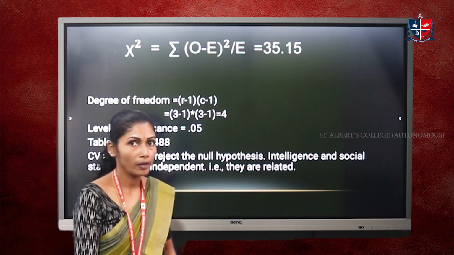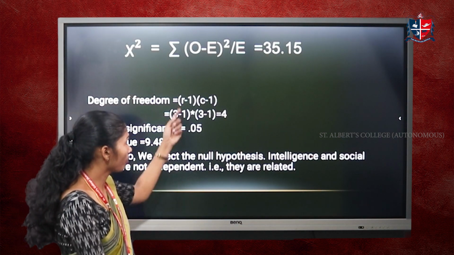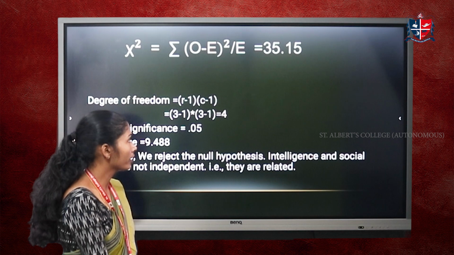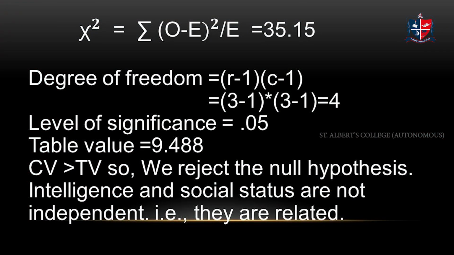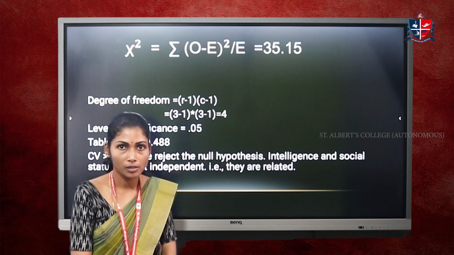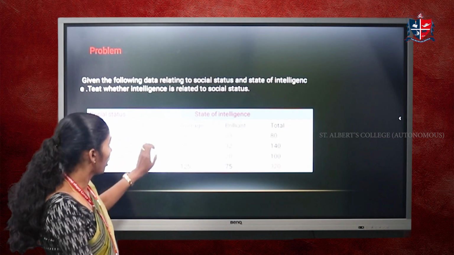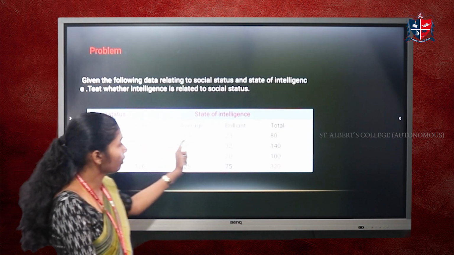In the case of chi-square, the degree of freedom is computed on the basis of this formula, R minus 1 into C minus 1. R means number of rows, C means number of columns. Here in this question, it's a 3 by 3 contingency table. So there are 3 rows and 3 columns.